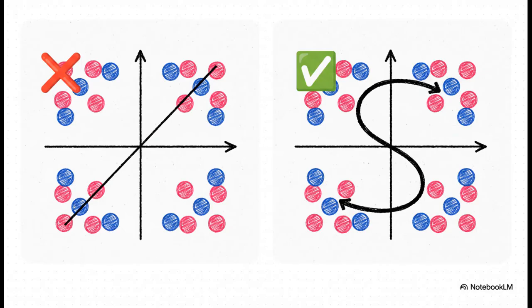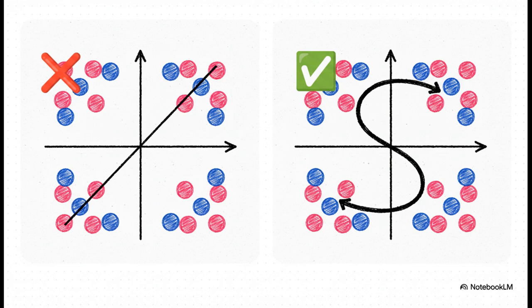So how does this automatic learning actually work? Well, it all comes down to layers. A single artificial neuron, it's called a perceptron, is honestly pretty limited. As you can see on the left, it can only draw a straight line to separate data points. That means it fails at really simple puzzles that aren't linearly separable.